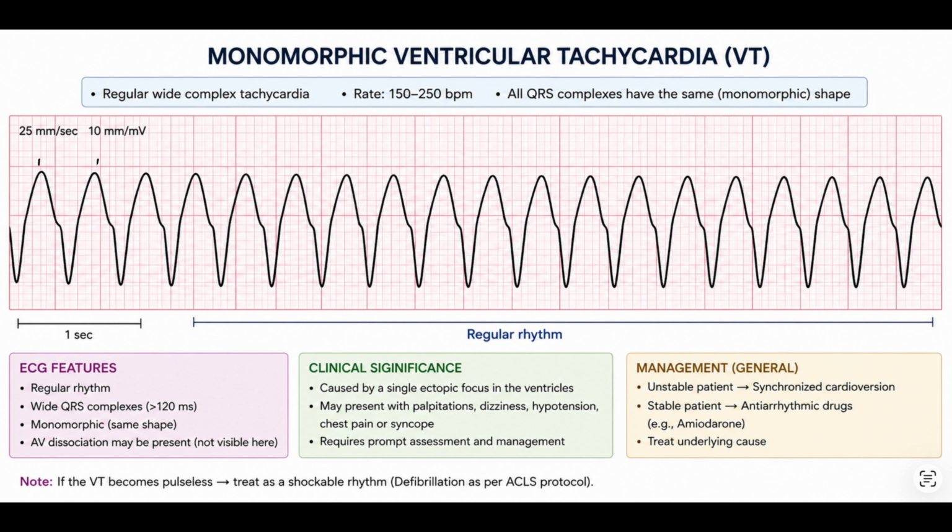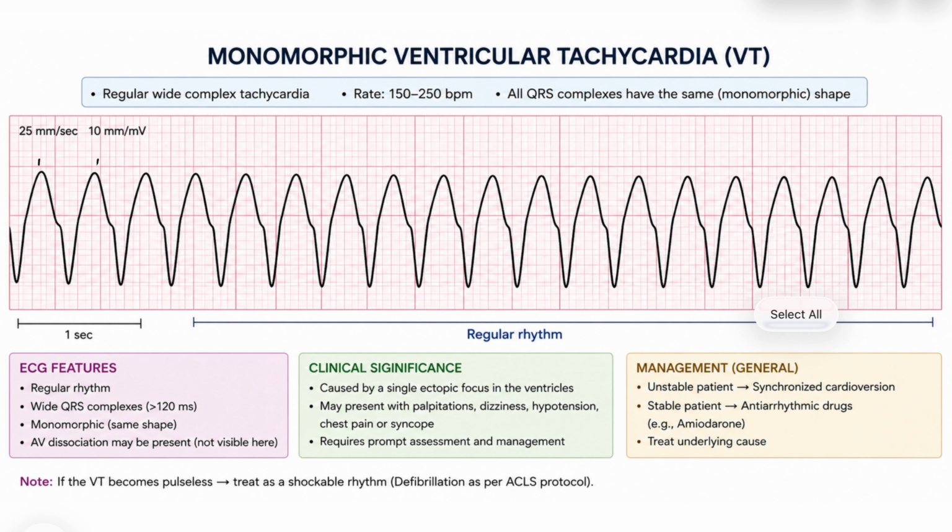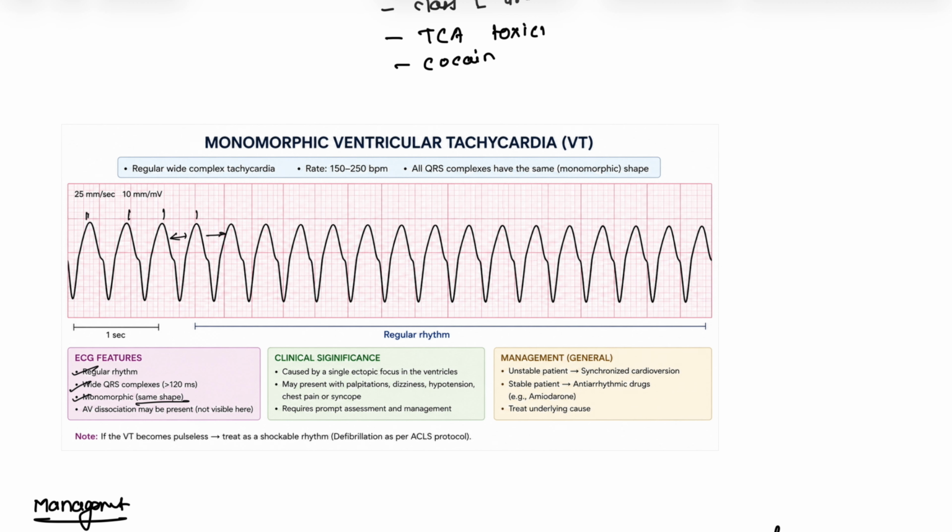So this is the ECG of monomorphic ventricular tachycardia. You can appreciate the rhythm is regular, the RR interval is equal, right? Then there is a wide QRS complex. The QRS is wide, and it's monomorphic, that is, the same shape QRS complexes, right? So whenever you see an ECG pattern like this, always remember it's a monomorphic VT.